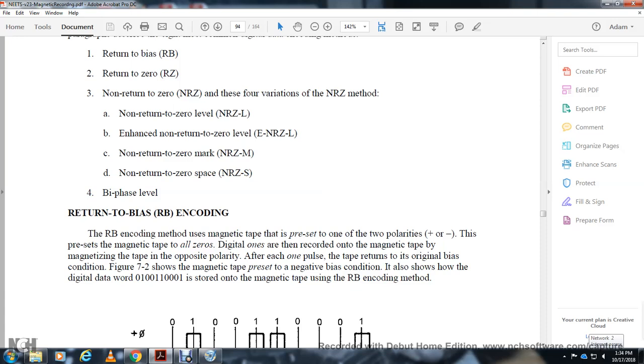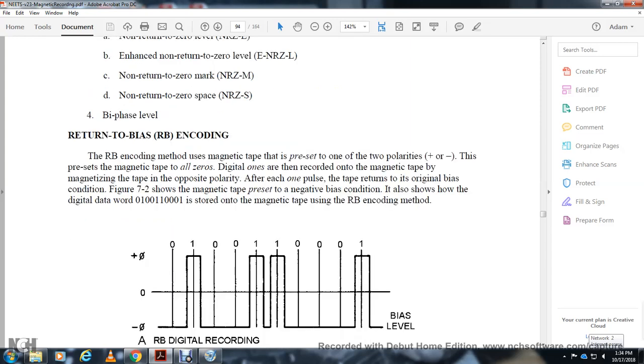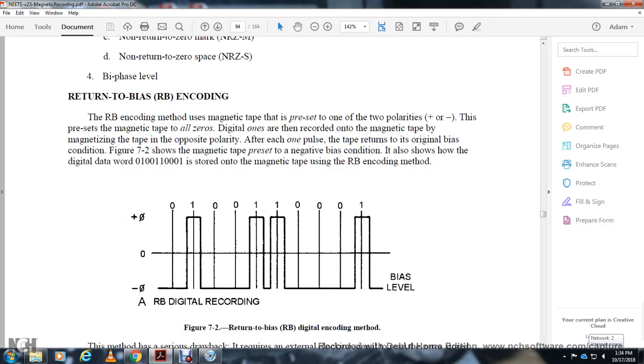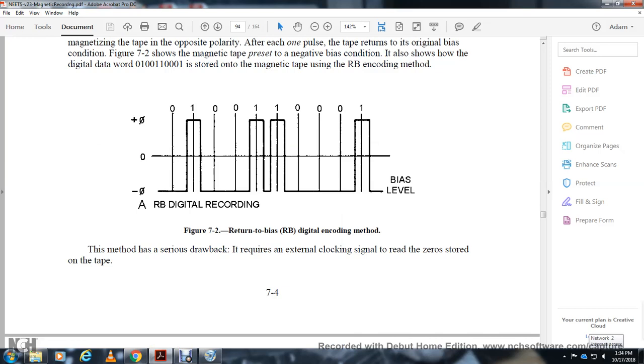The preset magnetic tape is changed for a digital one, recorded on the magnetic tape with the opposite polarity, and then returns to the preset polarity. Figure 7 shows how the digital data in binary code is stored on the magnetic tape with the return to bias code method, showing the positive and negative binary digits. In return to bias digital recording, a series of pulses requires an external clock signal to read the zeros stored on the tape.